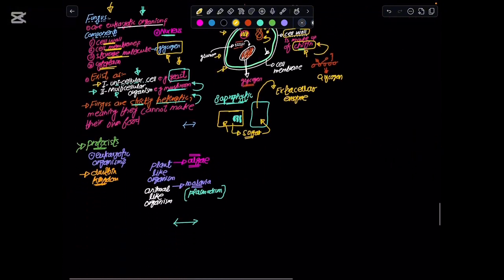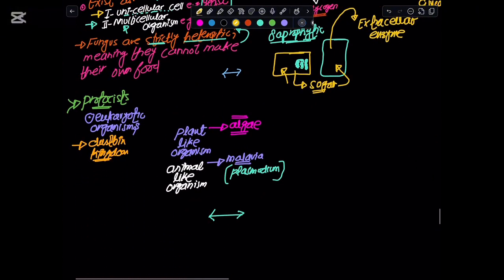Now, the last kingdom we have to discuss is the protoctists. Again, they are eukaryotic organisms. Eukaryotes mean they have the DNA enclosed in the nucleus. The scientists regard this kingdom as the dustbin kingdom. Why do they regard it as a dustbin kingdom? Because in this kingdom we have some organisms that are not entirely plants, but have some plant-like features in them.